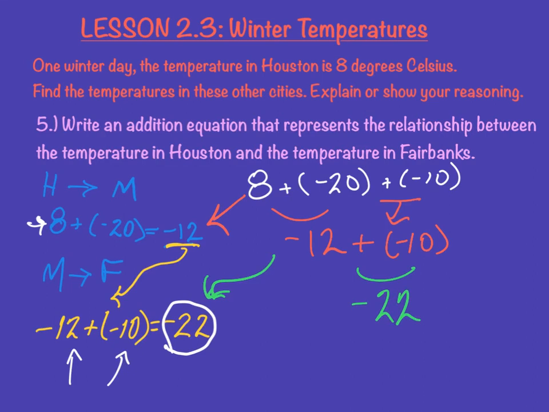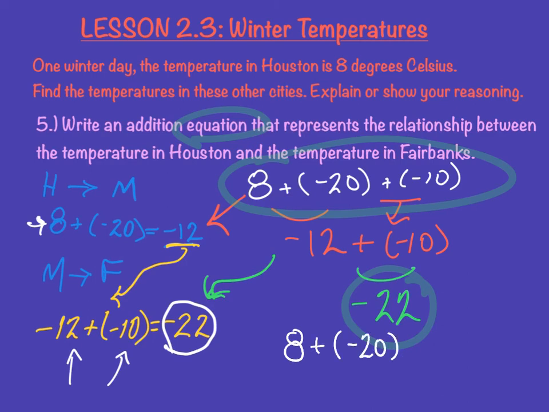So it tells me to write an addition equation that represents the relationship between. So I could just take what I wrote here, because it says an equation, so it has to have an equal sign, and make it equal to my negative 22. So if I were to do that, I would have 8 plus negative 20 plus negative 10 equals negative 22.